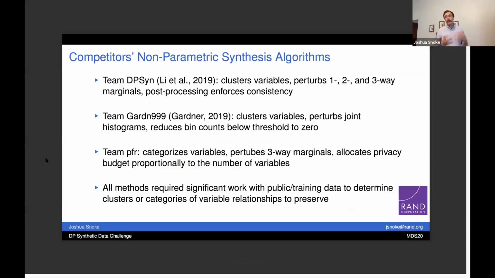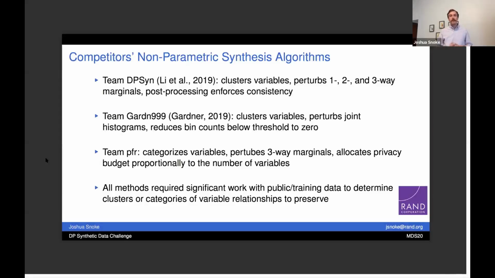Okay, so to get into the actual algorithms that were used by the competitors, there were 3 of the 6 that I'll talk about that were non-parametric approaches. The first was Team DPSyn, and what they did was cluster variables based on their correlations, and then perturb the 1, 2, and 3-way marginals within each of those clusters. Then they implemented post-processing to enforce consistency, to make sure that the 1, 2, and 3-way marginals were consistent with each other. So they did a lot of work on the front end of the clustering.